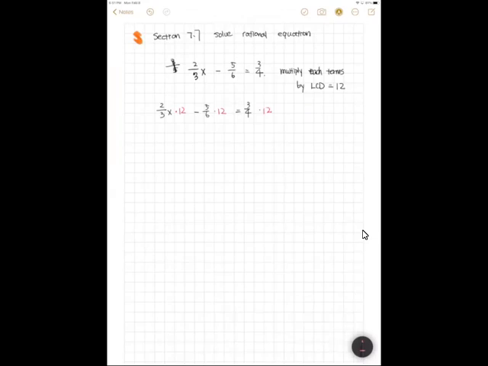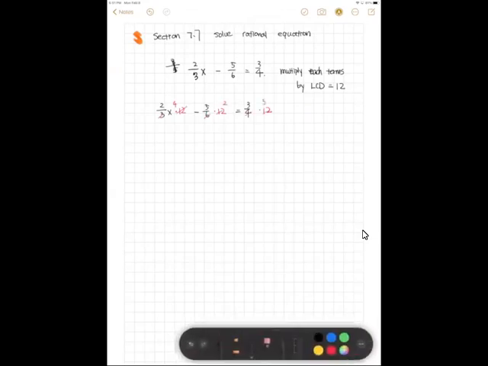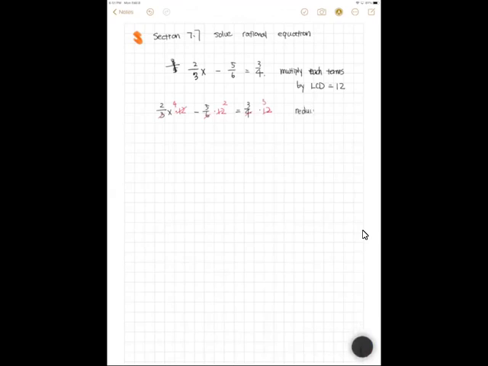Okay, after I multiply each term by the least common denominator 12, the next step is you want to reduce the fraction. So here you have 4, here you will have 2, here you have 3. I have 8x minus 10 equals 9. And then the last step is you combine the like terms. I add 10 on both sides. I have 8x equals 19. I divide by 8, so x equals 19 over 8.